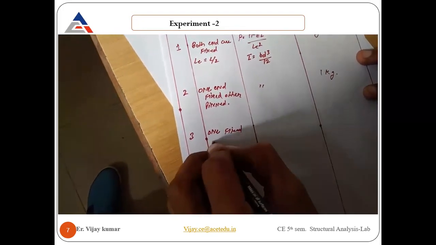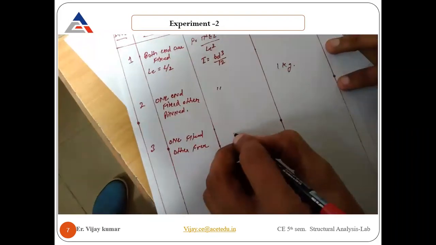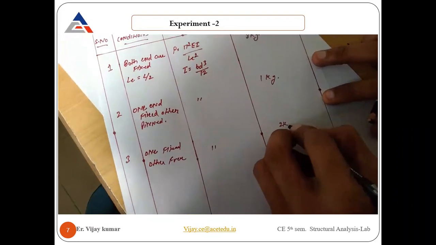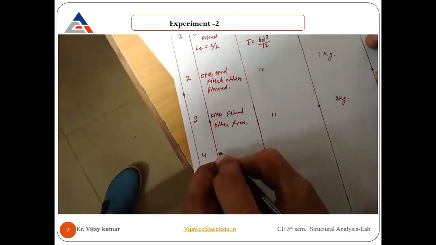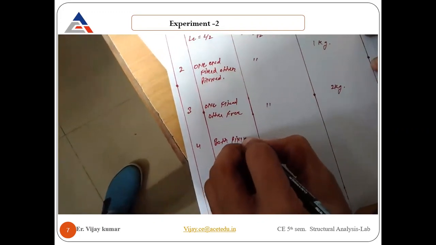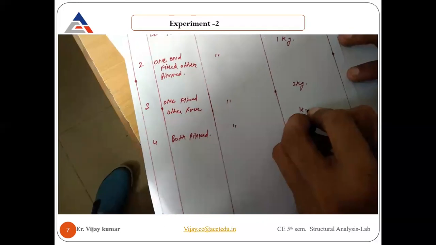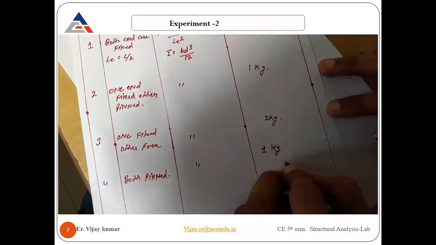One fixed, other free. So it's not compulsory that you need to take it in serial order. You can take one after the other. Maybe you can take the last one first, or the second one third, whatever you want. It's not compulsory to take them in a series.